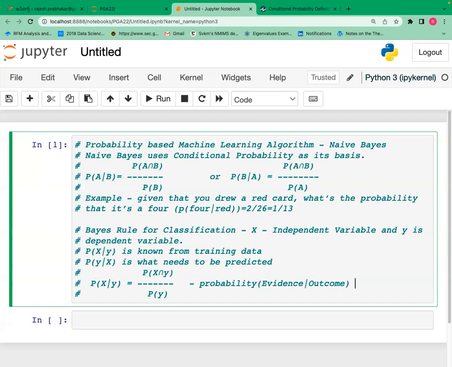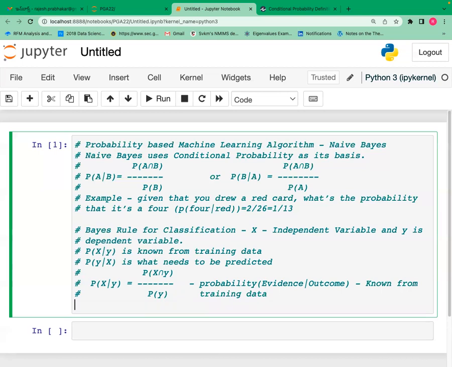So it's purely the concept of the independent and dependent variable. This is known from training data. Once we do an example, you will understand.